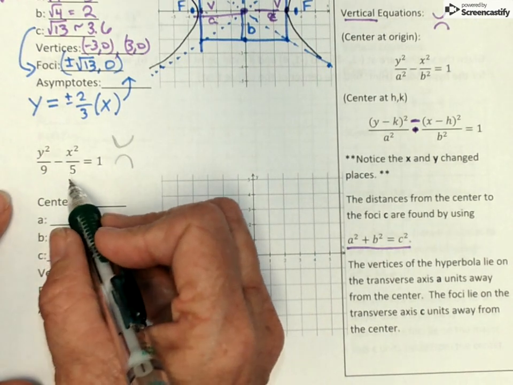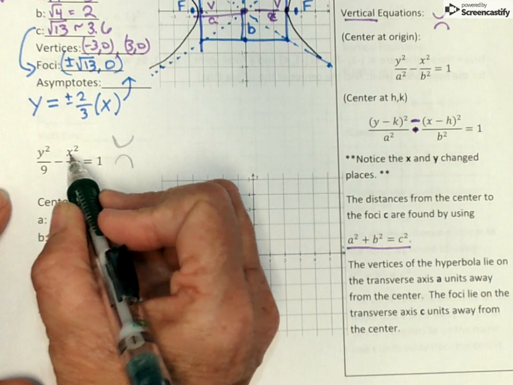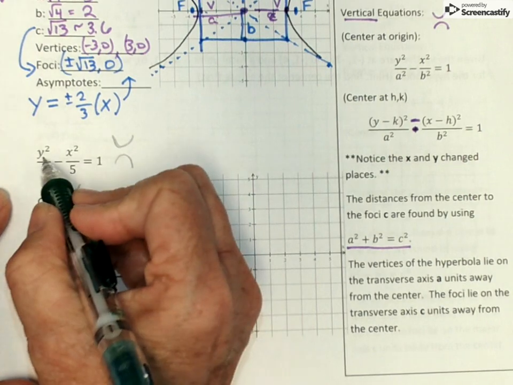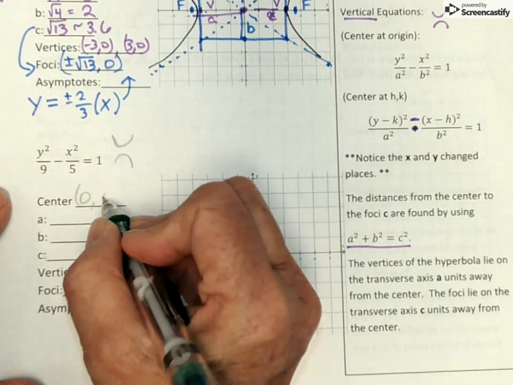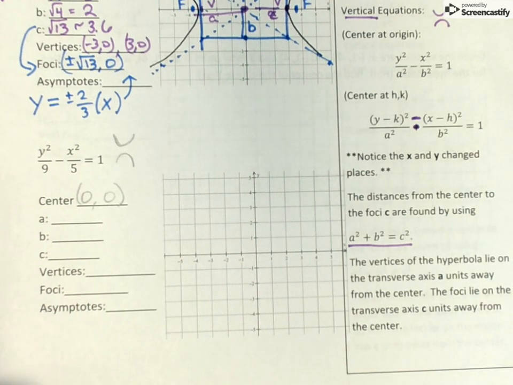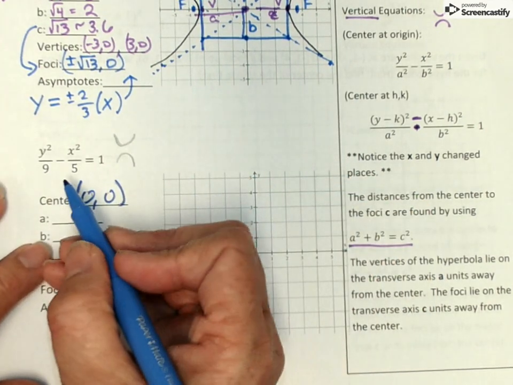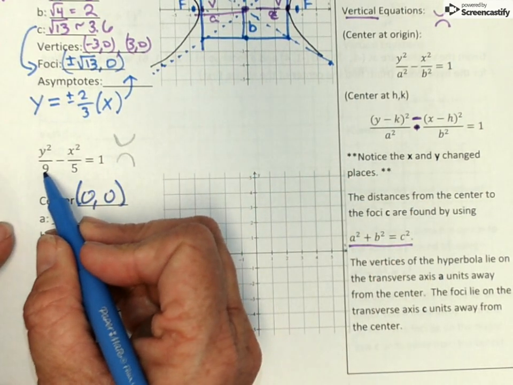And again, same thing, we're going to look. The x value of the center is with the x, so that's a 0. The y value would be with the y, which is also 0. So I've got a center at 0, 0. Let me switch to a darker pen for you. 0, 0. The a value will always be under the positive variable.